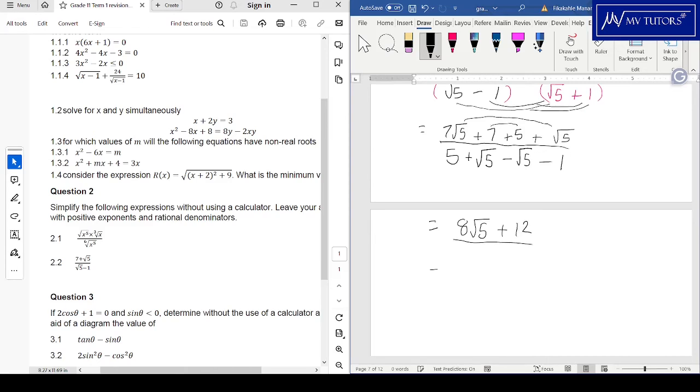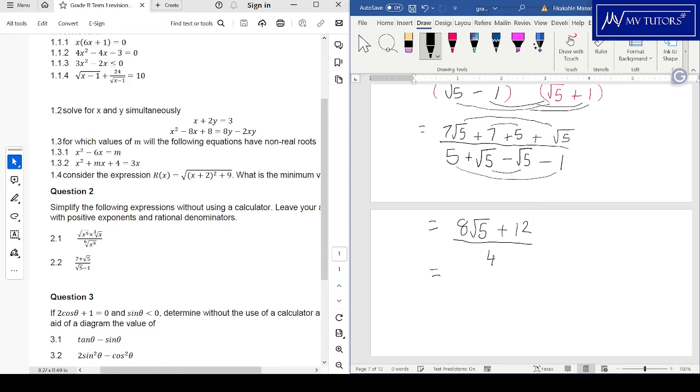This is divided by, we start with this number, 5 minus 1, that gives me 4. Well, these ones, they cancel each other. Plus square root of 5 minus square root of 5 is just 0.